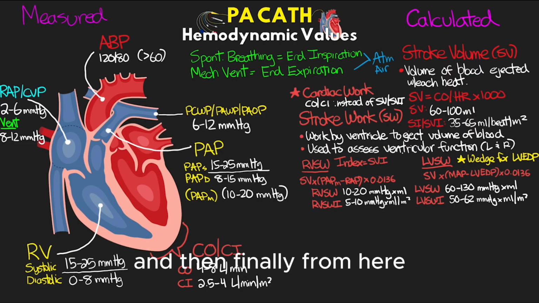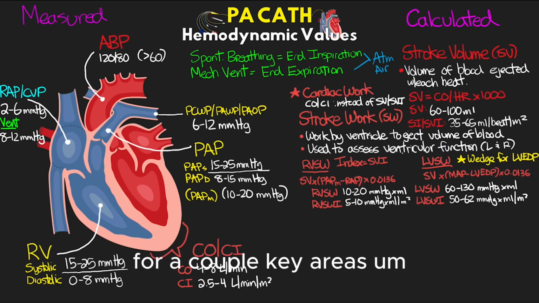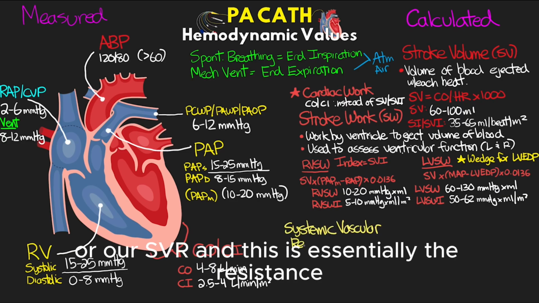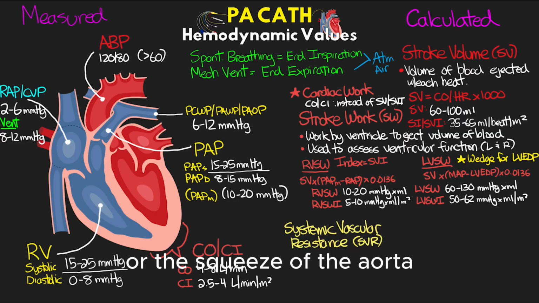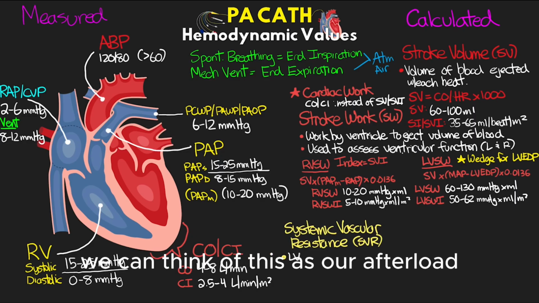All right, and then finally from here, we can calculate vascular resistance values for a couple key areas. First is going to be our systemic vascular resistance, or our SVR. And this is essentially the resistance or the squeeze of the aorta and that systemic vasculature that the left ventricle must pump against. We can think of this as our afterload.